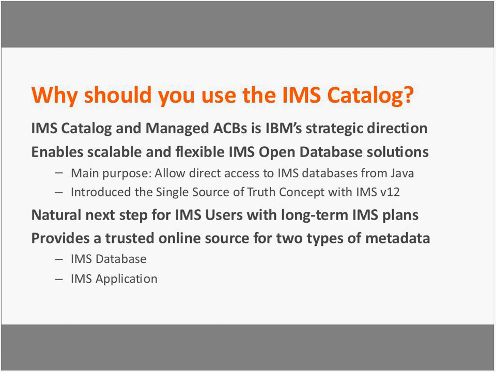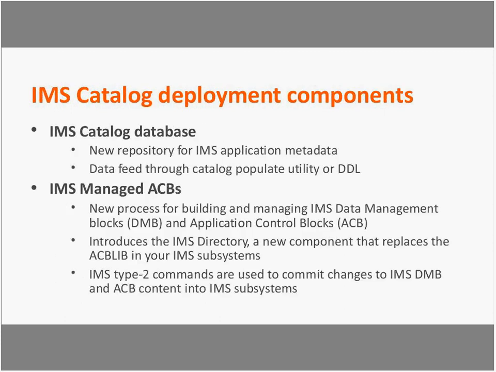The question that you are probably asking yourselves is, why should you use the IMS catalog? It's a new repository, and for those of you who have been in IMS a very long time, you can compare the catalog to a dictionary, except it's really more than just a dictionary. Data for input into the catalog comes from the catalog populate utility, which is a secondary step to the ACBGEN process. It can also be updated via a distributed process with DDL, possibly using IMS Explorer.